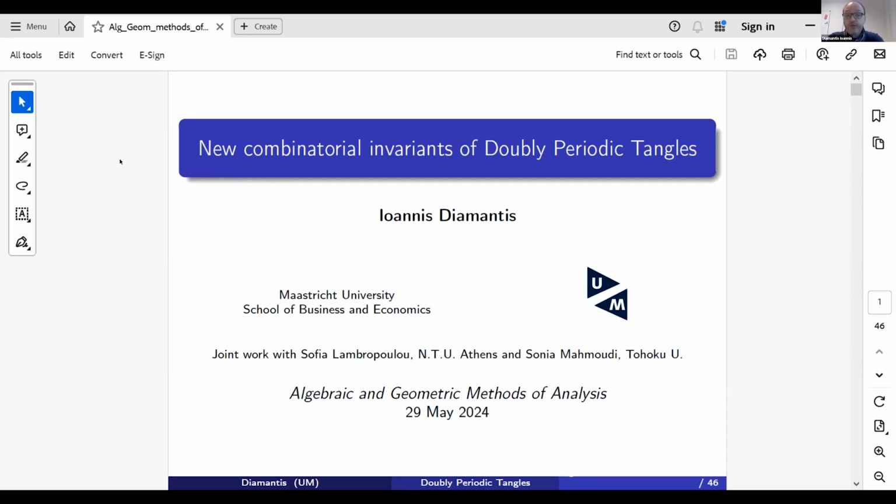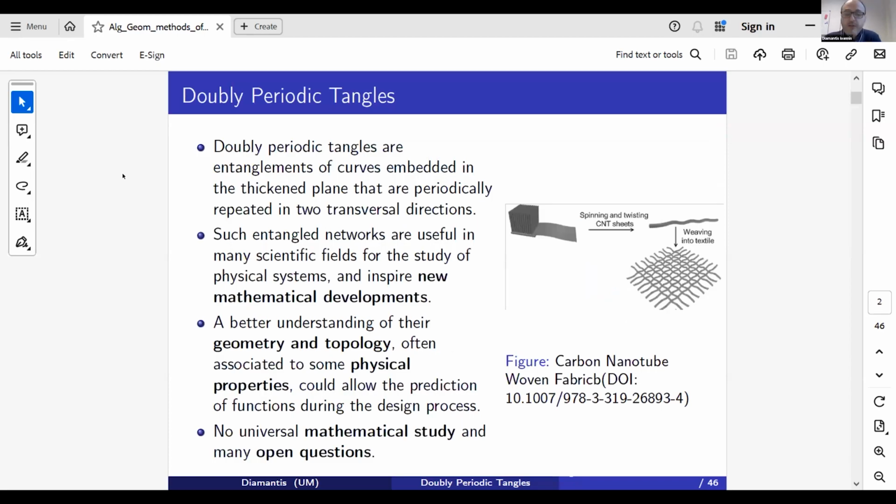This is a joint work with Professor Sofia Labropoulou from the National Technical University of Athens and Dr. Sonia Mahmoudi from Tohoku University. So let's start by defining a little bit what doubly periodic tangles are, which from now on I will refer to as DP tangles. So doubly periodic tangles are nothing but entanglements of curves that are embedded in the thickened plane and that are periodically repeated in two transversal directions.